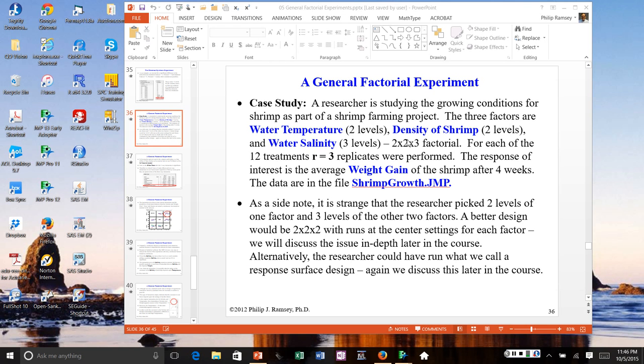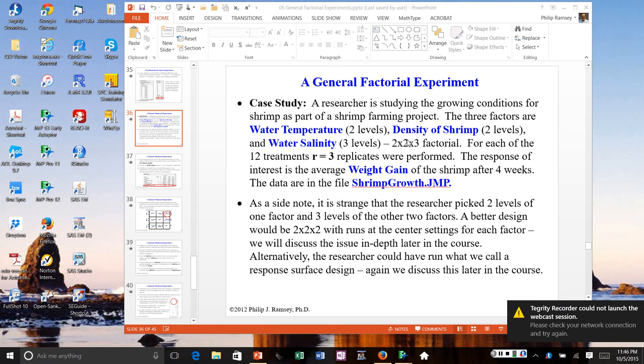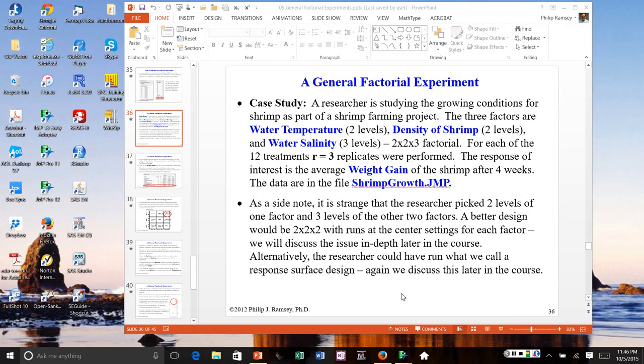So there are three factors: water temperature at two levels, shrimp density at two levels, and water salinity at three levels. So we would say this is a 2 by 2 by 3 factorial. There are 12 unique treatment combinations and three replicates for each combination, for a total of 36 trials in the experiment. And the response of interest is the weight gain of shrimp in each of the 36 tanks after 4 weeks of growth. Okay, so this is kind of an interesting design.